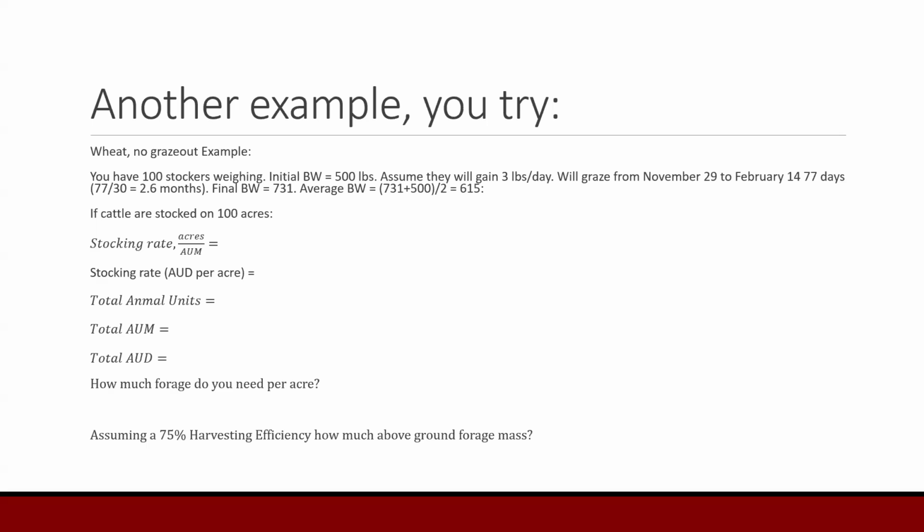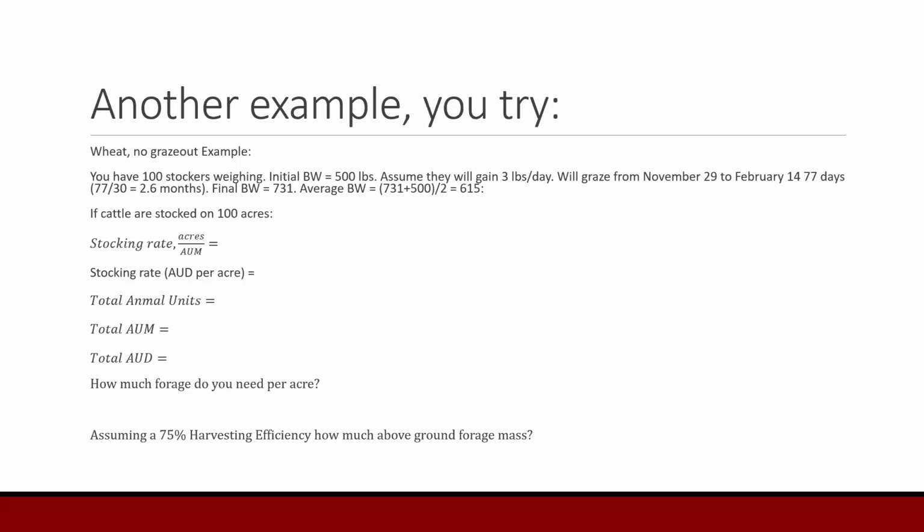Our final body weight, so 3 times 77 plus our initial body weight, is 731 pounds. So over that 77-day period, gaining 3 pounds a day, that animal gained 231 pounds. Now we can calculate our average body weight, 731 plus 500 divided by 2. So over the grazing period, that animal weighed, on average, 615 pounds. Everybody following today? Cool.